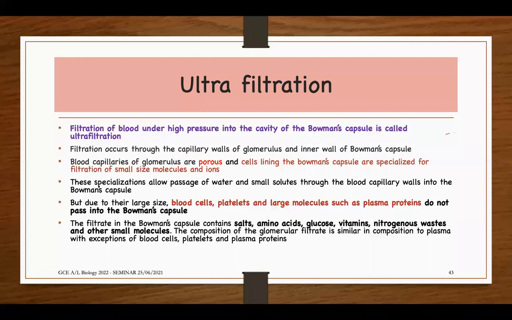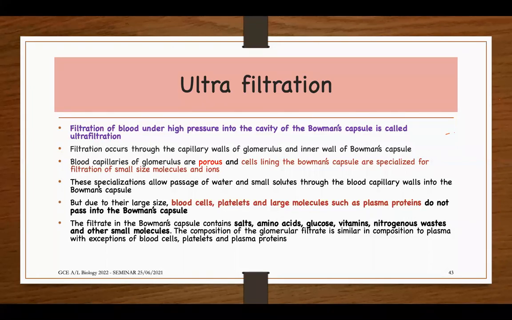This is called ultrafiltration. Ultra because it gets filtered at the microscopic level, so filtration occurs through the capillary walls of the glomerulus and the inner walls of the Bowman's capsule. Now in the glomerulus, the blood capillaries are a bit different from normal capillaries. Blood capillaries of the glomerulus are porous, which means they have pores, right? And cells lining the Bowman's capsule are specialized for filtration. Because of these specializations, they are porous and specialized for filtration of small substances. All of the small substances, solutes and water will flow from the blood capillary walls into the Bowman's capsule.